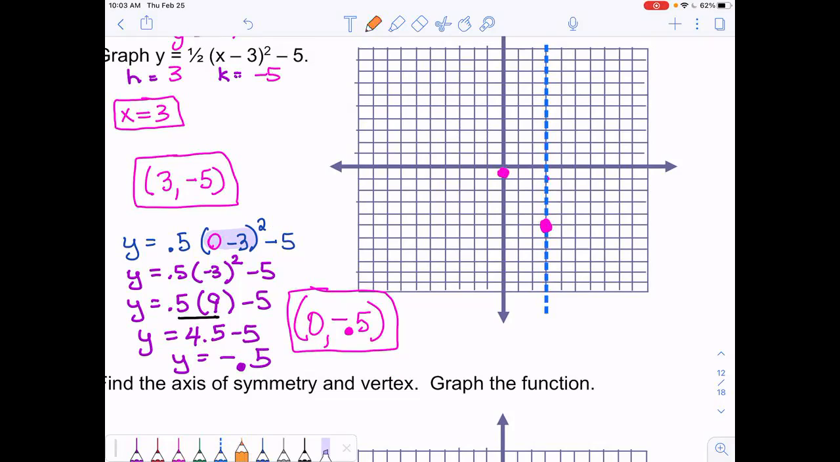Finally, use that symmetry opposite process. 1, 2, 3 on the other side. 1, 2, 3. And then I have my opposite point.